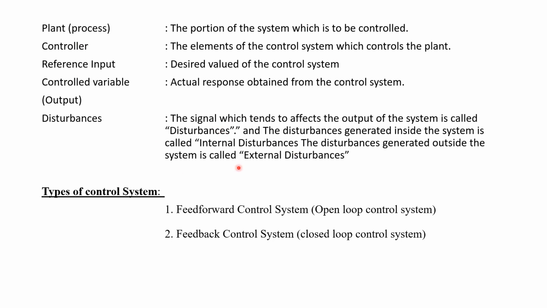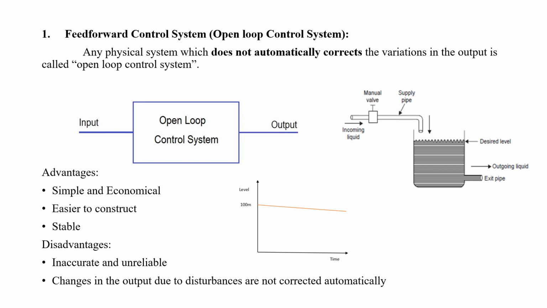So in control systems, we have two types: feed forward control system, that is nothing but open loop control system, and feedback control system, that is called the closed loop control system. Now we are going to see about feed forward control system, that is open loop control system.